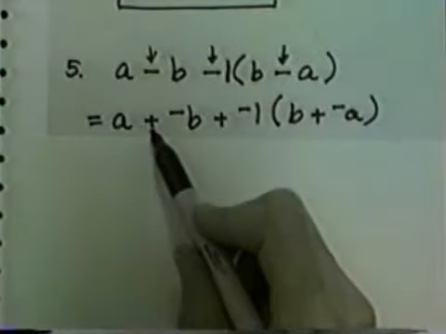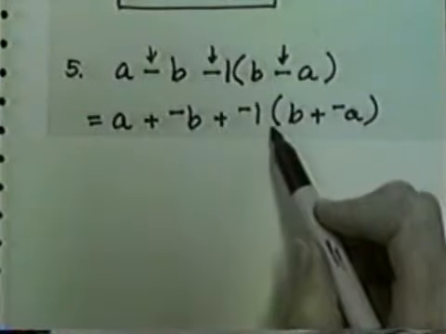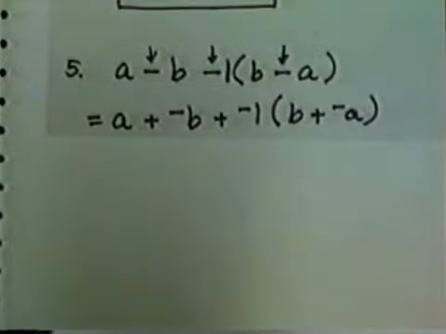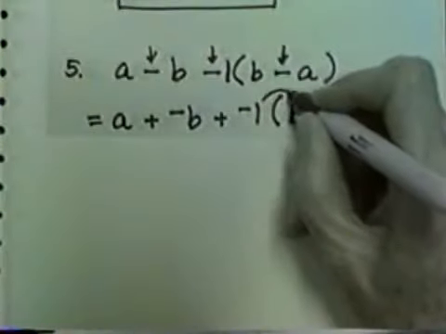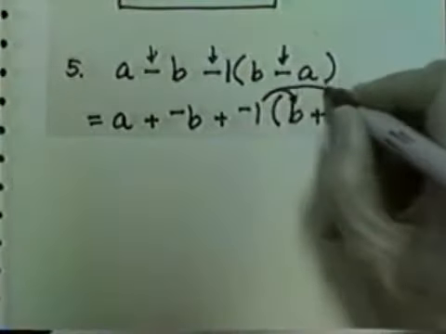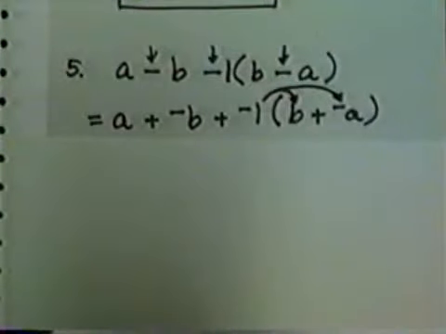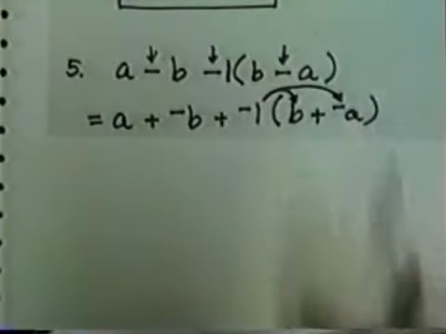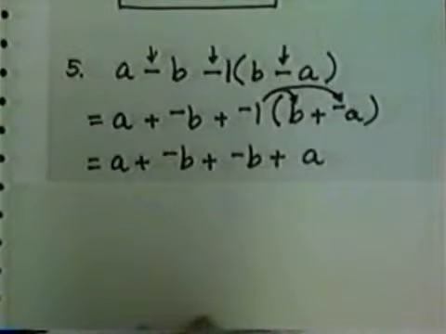Now we have add, and multiply, which is done first. The order of operations says we must multiply first, and so let's do. Let's multiply negative 1 times B and negative 1 times the opposite of A. And this gives us the opposite of B plus A. And so we have A plus the opposite of B plus the opposite of B plus A.